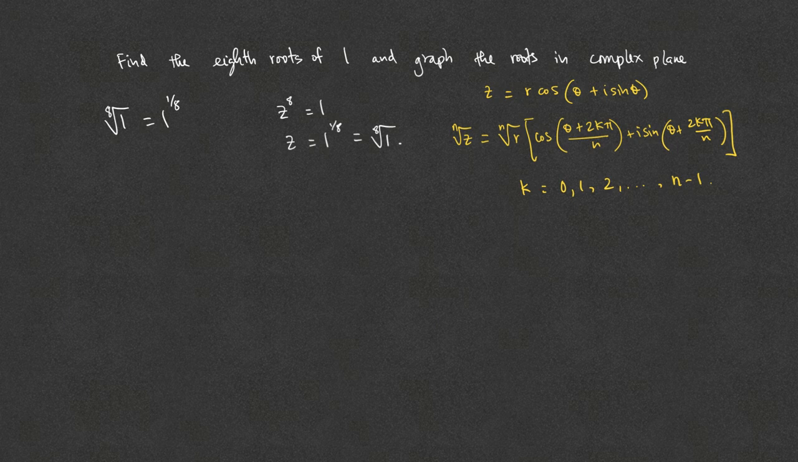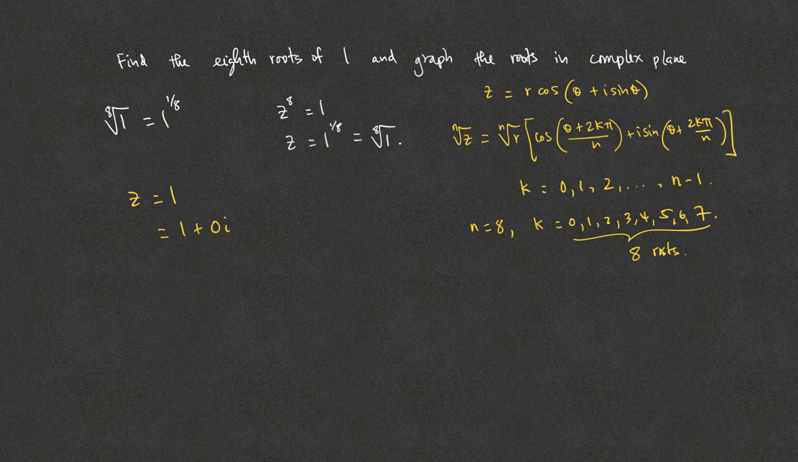So in this case, with n equals 8, we will use k equals 0, 1, 2, 3, 4, 5, 6, 7. There are 8 distinct roots when we're done. z is simply 1 in this case, or 1 plus 0i.